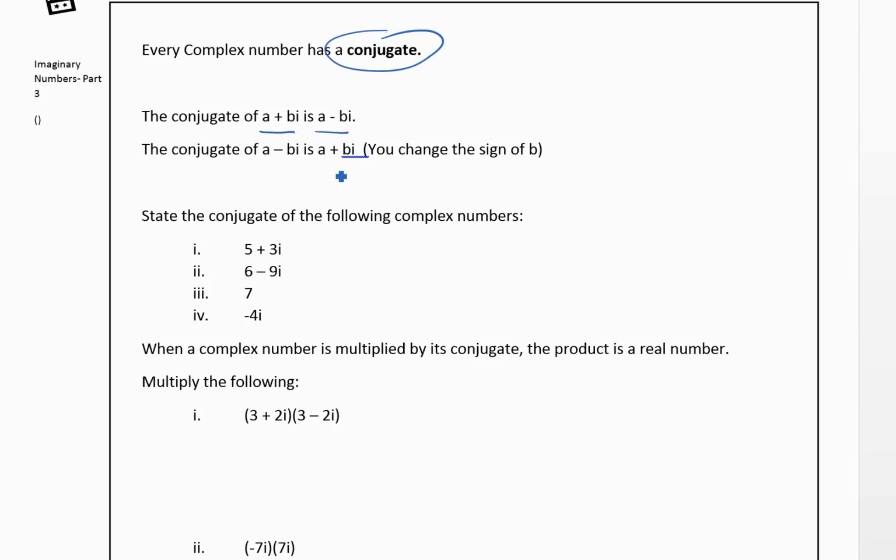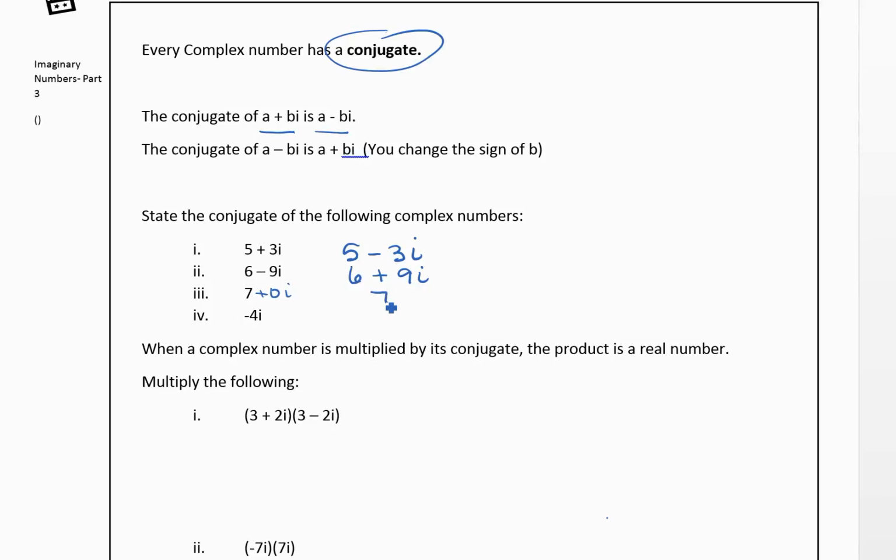So the conjugate of 5 plus 3i is going to be 5 minus 3i. The conjugate of 6 minus 9i will be 6 plus 9i. Now 7 is like 7 plus 0i, so the conjugate would be 7 minus 0i, which is still just 7. If you have a real number, you don't have a b term, so the conjugate is just itself.